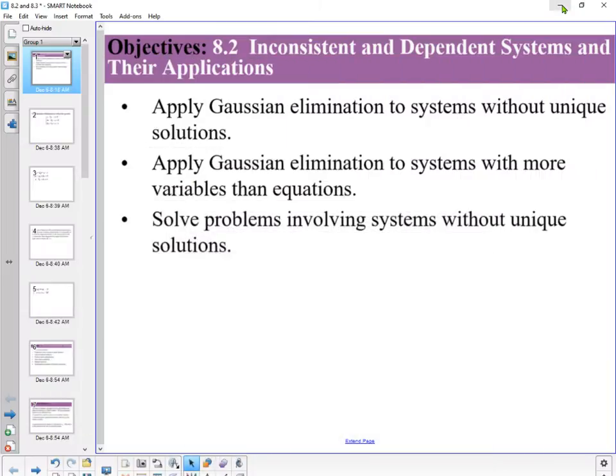Green light, good. Objectives are on the board.